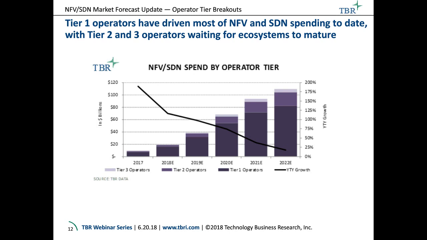So there are different reasons that we're seeing and hearing about as to why it's the tier 1s driving this, and the tier 2s and 3s, generally speaking, being laggards. Now, there are some exceptions here. There are some operators among tier 2, like a Swisscom, for example, that are moving very quickly on NFV SDN. But just keep in mind, we're talking in general terms here. There are some exceptions to that.